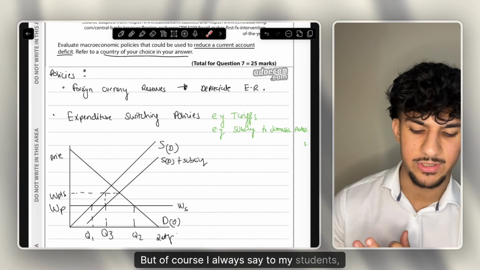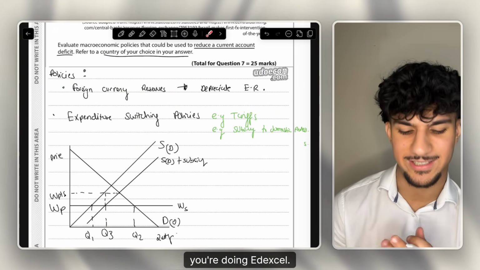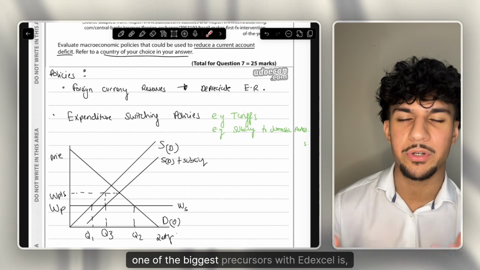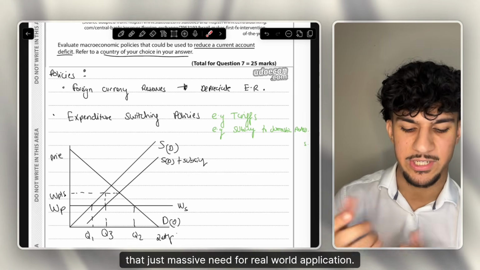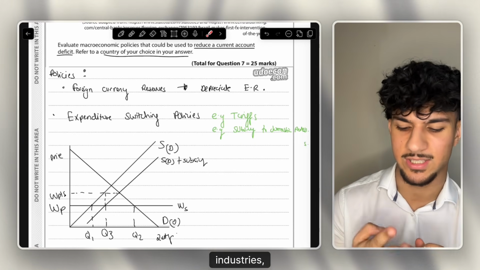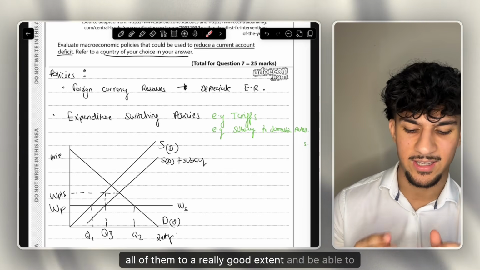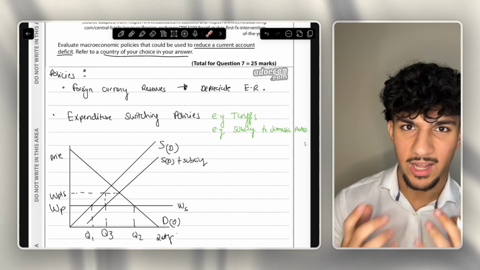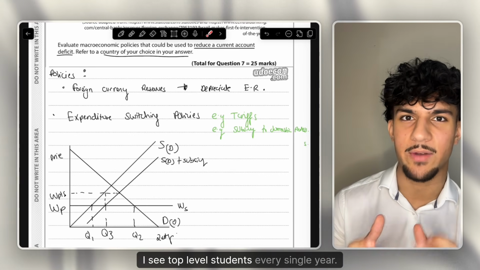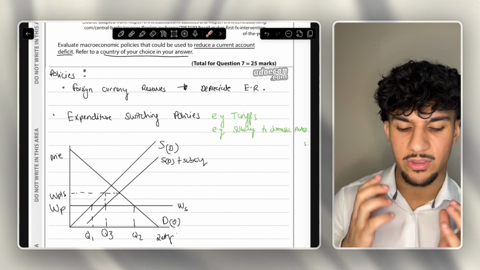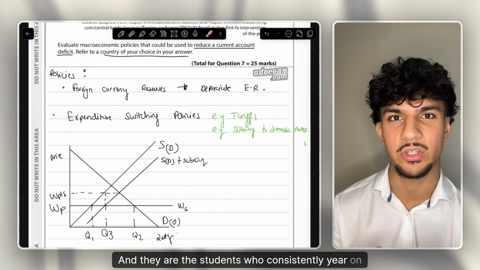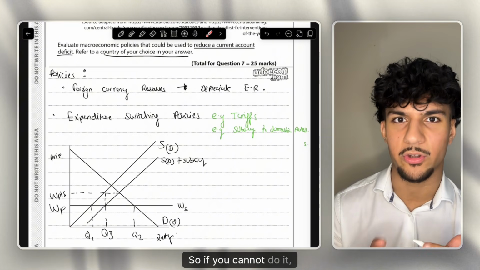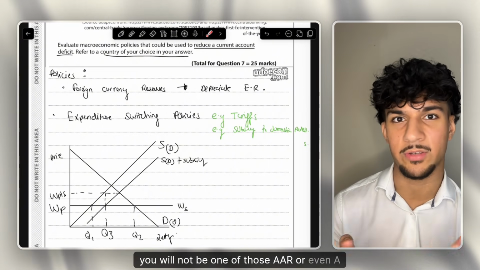Of course, I always say to my students, you chose Edexcel, and one of the biggest precursors with Edexcel is that depth, that just massive need for real-world application: countries, fact files, industries. You need to know all of them to a really good extent and be able to relate them to the question. As I'm telling you, I see top-level students every single year. I see hundreds of them every single year. The top level of students can do this, and they are the students who consistently, year on year, are achieving the A-star. So if you cannot do it, you will not be one of those A-star or even A students.